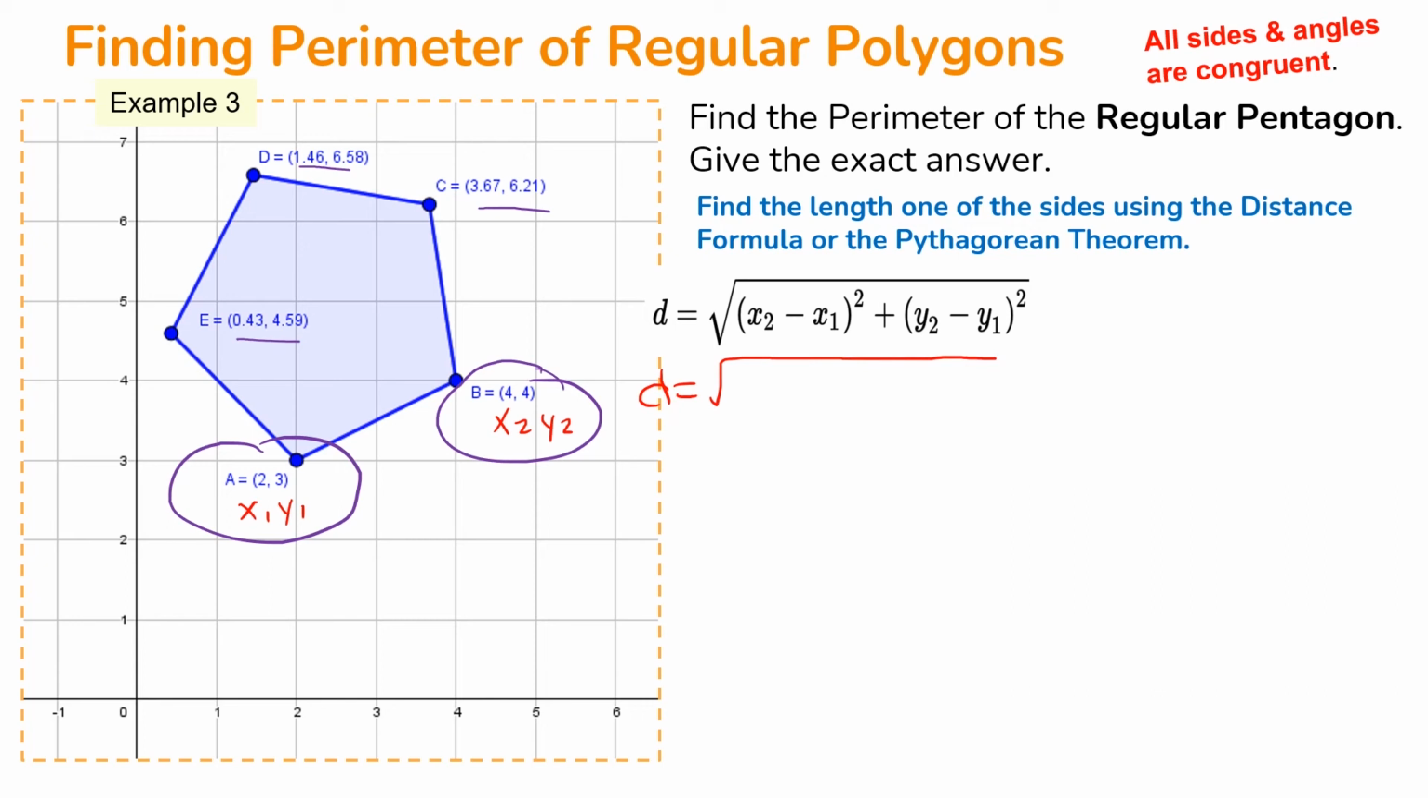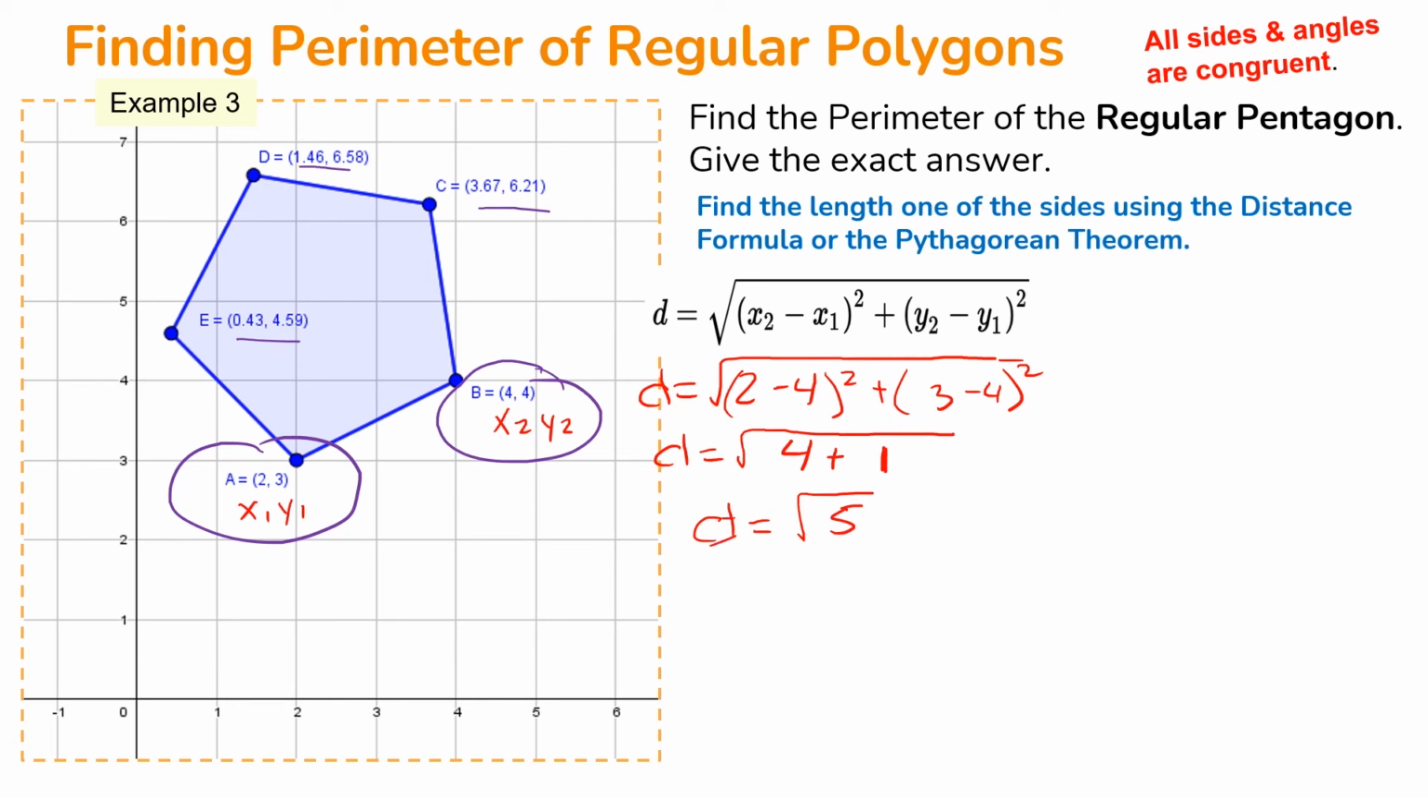That would be 2 minus 4, so x2 minus x1, squared, plus 3 minus 4 squared. Simplifying that. 2 minus 4 is negative 2. Negative 2 squared would be positive 4. Plus 3 minus 4 is negative 1. Negative 1 squared would be positive 1. And simplifying that a little more, d would be the square root of 5.